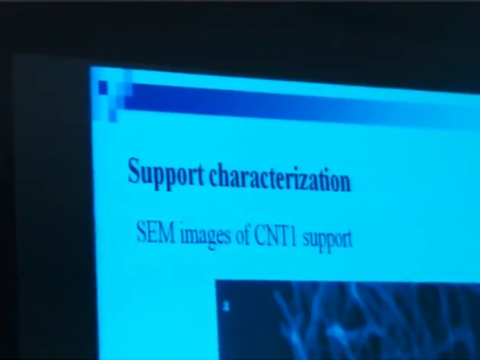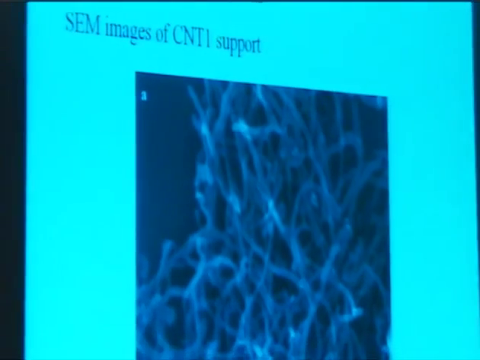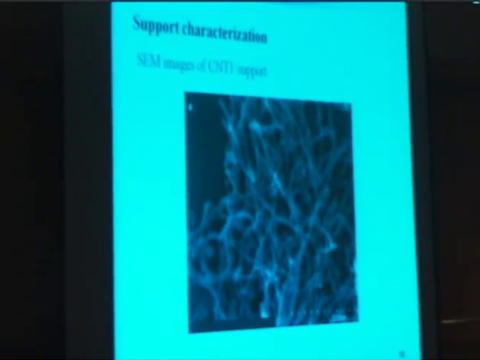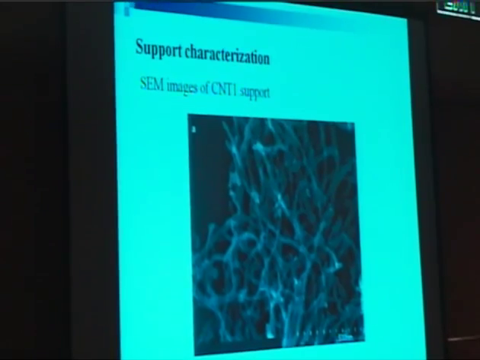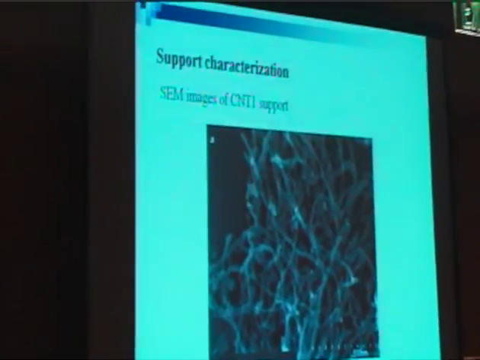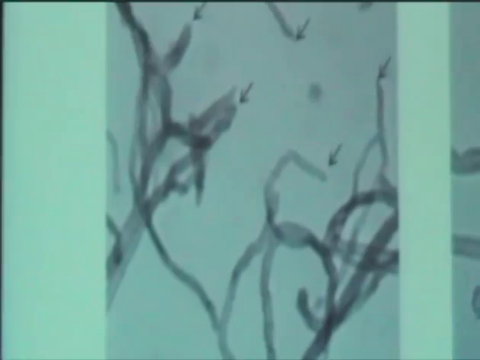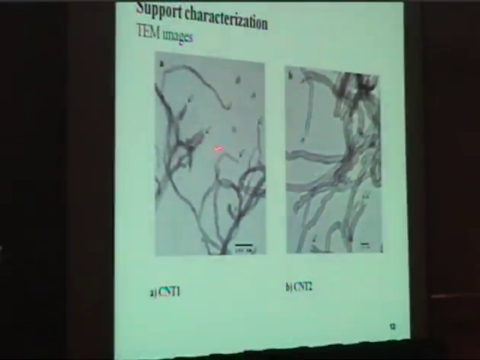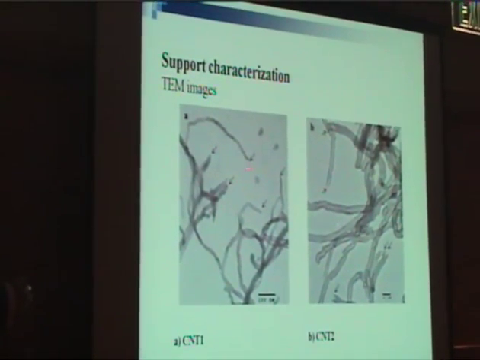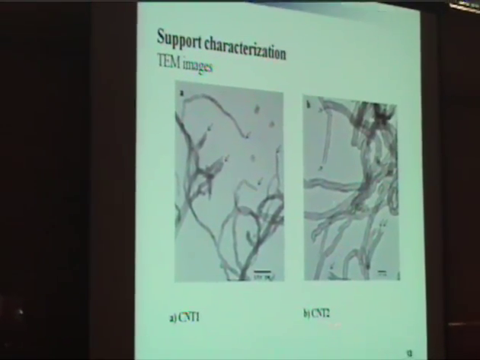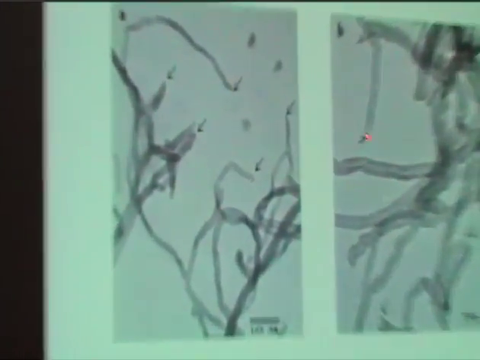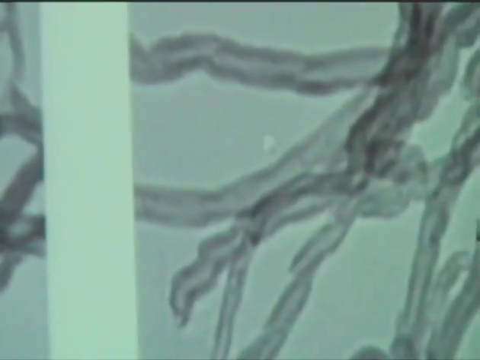So this is an SEM image of our CNT without any pretreatment. We can see that this is kind of pure CNT without any impurities like nanospheres. This is TEM of our supports, CNT1 and CNT2. CNT1 is as-received CNT. We can see that the caps are closed, but after pretreatment the TEM image shows that most of the tubes are opened.